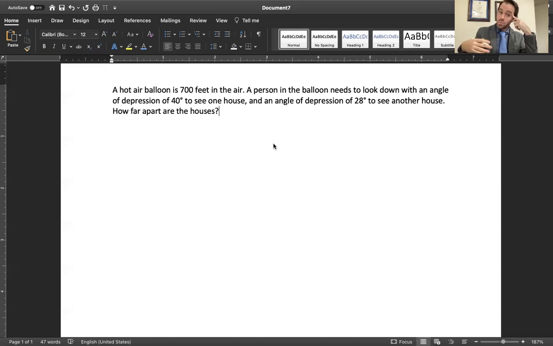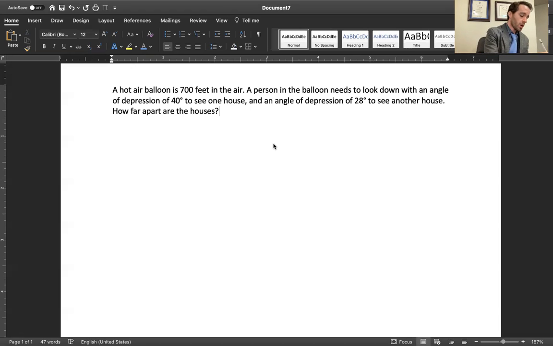If you think about it, you should be able to realize that the angle of depression of 40 degrees means that that house is closer, whereas the angle of depression of 28 degrees means that that house is further away. But because a diagram is not provided here, we're definitely going to make one.